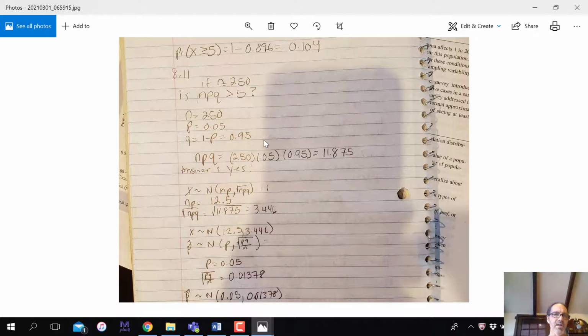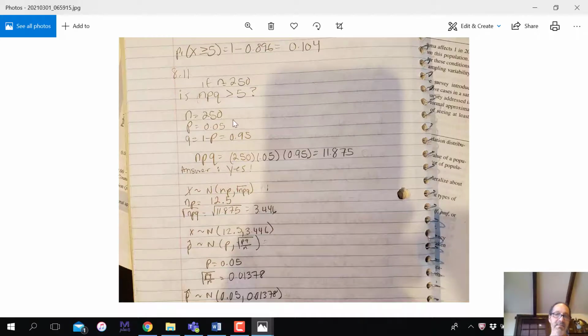All right, so let's go to 8.11, Pediatric Asthma Survey. Suppose we redo the survey addressed in the prior 2 exercises, now using n equals 250. Can we use the normal approximation of the binomial in this instance? What's the probability of seeing at least 25 cases in the sample?